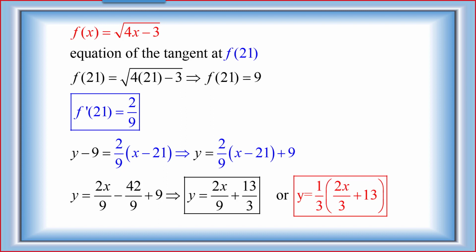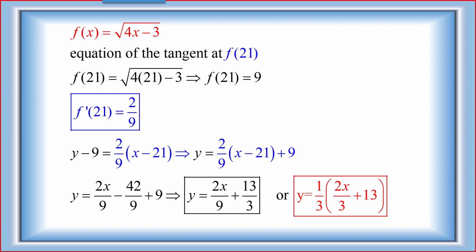So now I'll go y minus y1 equals m into x minus x1. The value of m is 2/9, x1 is 21, and the function value at 21 is 9, which becomes y1. So y minus 9 equals 2/9 within brackets x minus 21. And then of course I do my simplification. Now you'll see I've got my answer simplified.